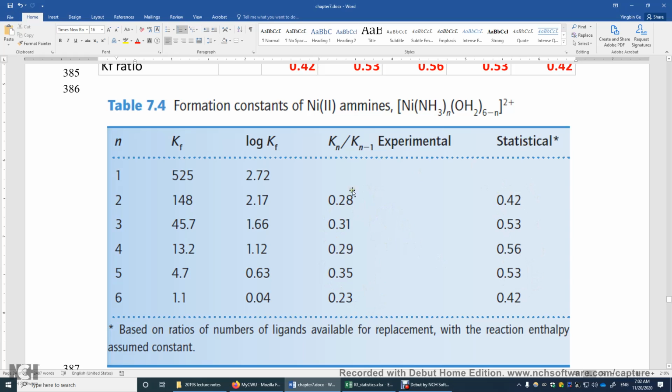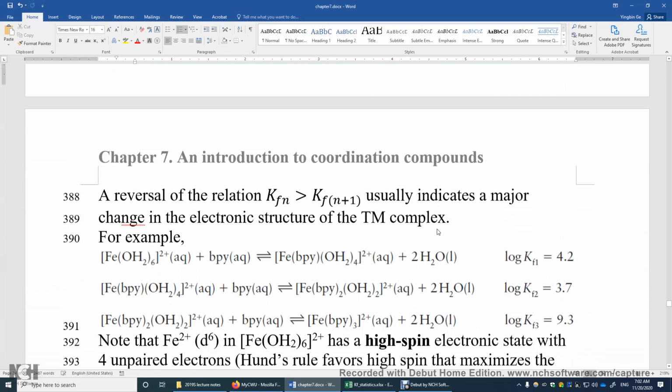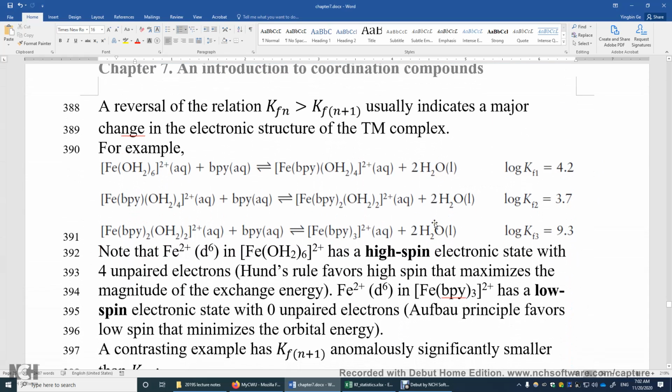And also, if you just, in general, look at the trend, the middle 3 in general is greater than the first one and the last one. The middle 3 is in general greater than the first one and the last one. So in general, they agree with each other semi-quantitatively. So now let's look at some anomalies.